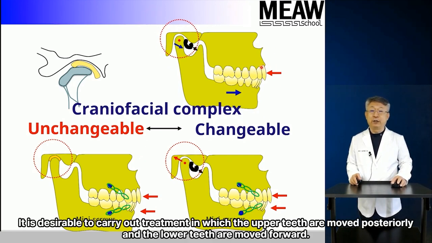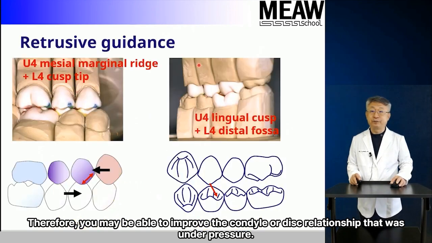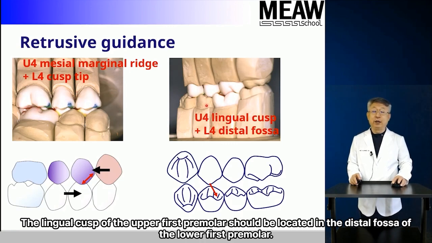It is desirable to carry out treatment in which the upper teeth are moved posteriorly and the lower teeth are moved forward. Therefore, you may be able to improve the condylar or disc relationship that was under pressure. The required adjustment is referred to as retrusive control or retrusive guidance. The lingual cusp of the upper first premolar should be located in the distal fossa of the lower first premolar.